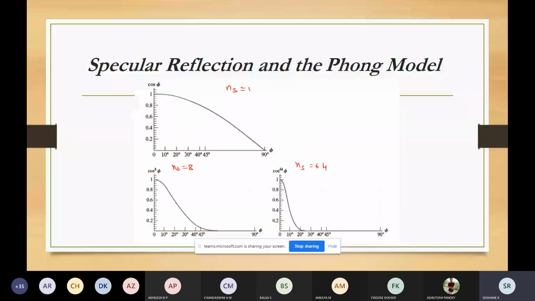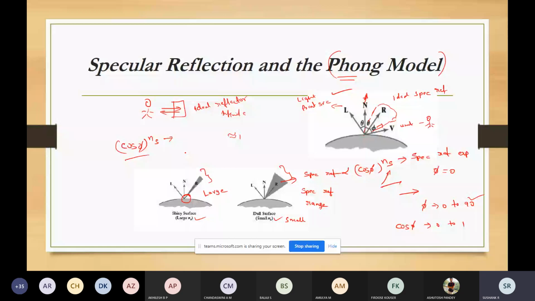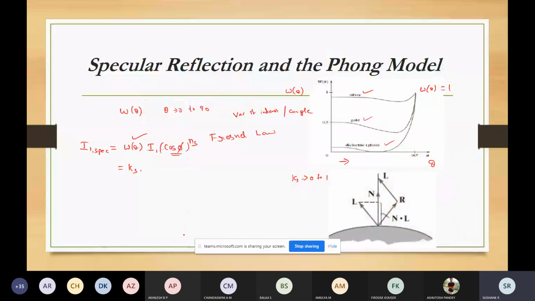Cos phi is the angle between R and V. V and R are the unit vectors. V means the unit vector with respect to the viewer, and R means the specular reflection direction. So instead of this, cos phi can be calculated as the dot product of V and R.